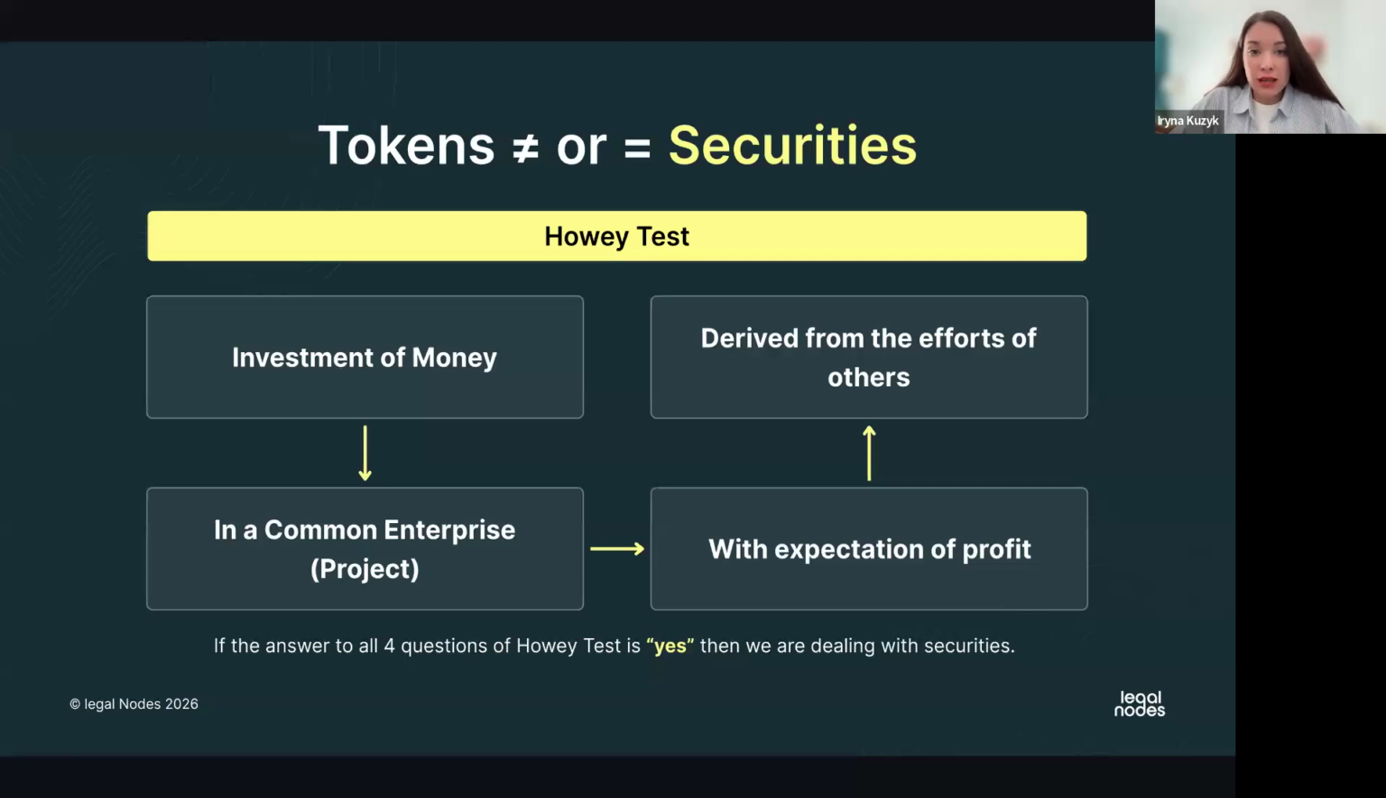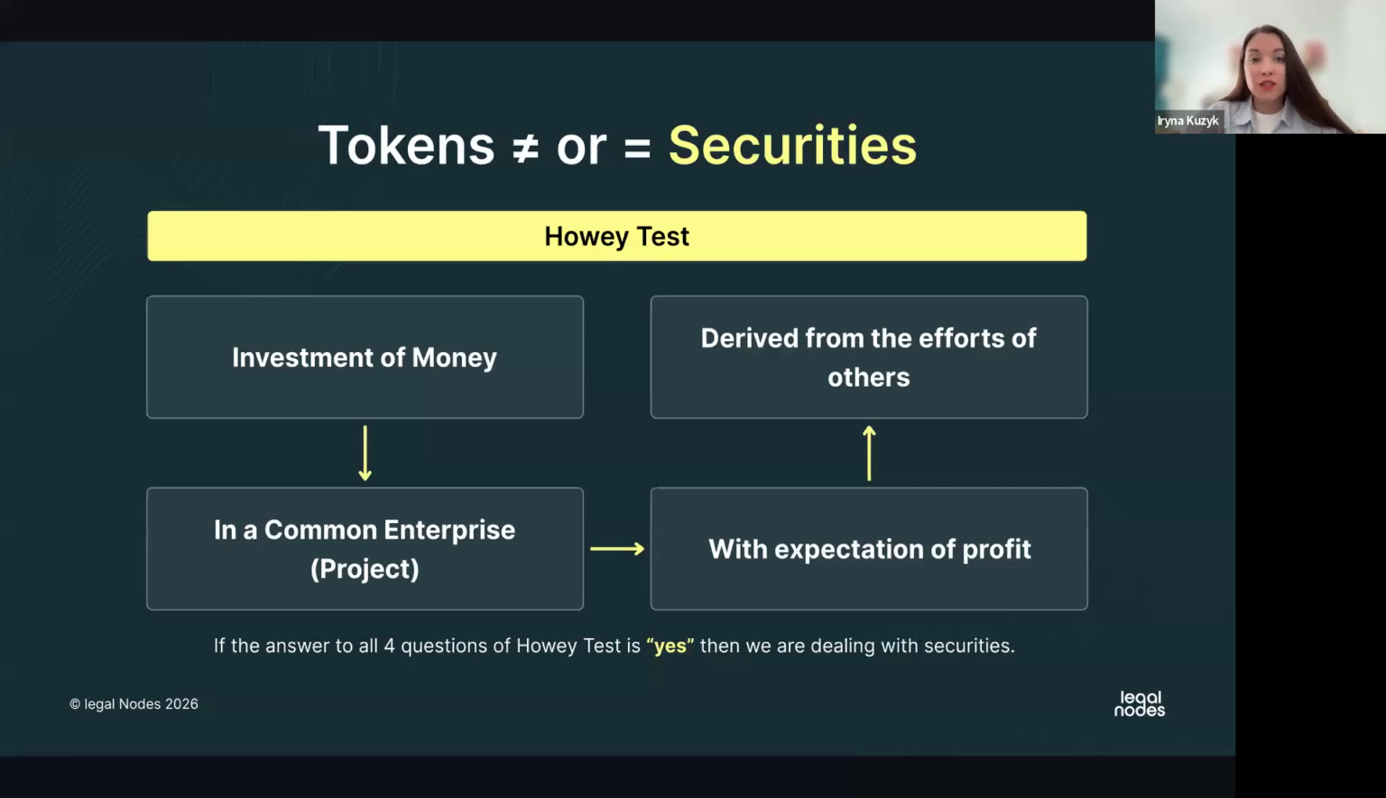A financial instrument is typically treated as a security when it involves four elements: investment of capital into a common enterprise, common project, expectation of profit from investors' side, reliance on efforts of others to generate that profit, and in some cases, exposure to an underlying asset or business.